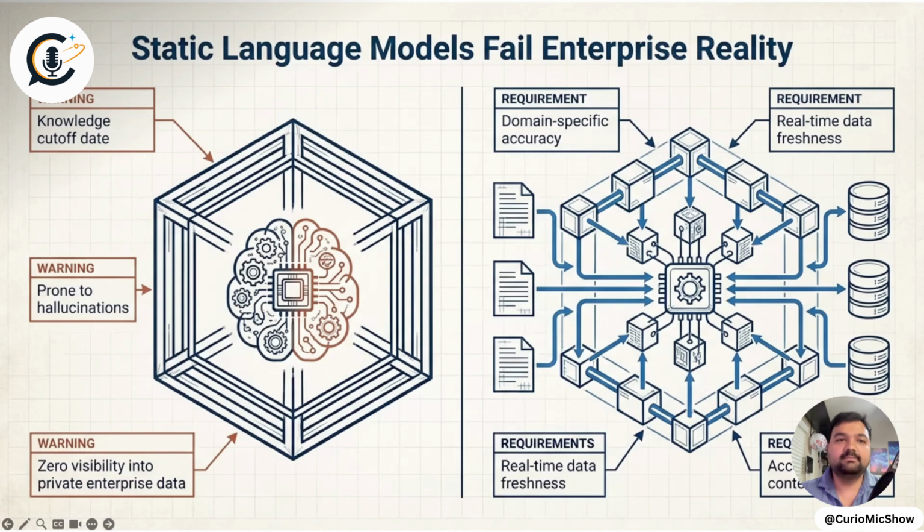This creates three big problems. First, the knowledge cutoff: the model may not know what happened after training. Second is hallucination. If the model does not know, it may still generate something that sounds correct. The third is zero visibility into private enterprise data, and your company's internal knowledge is not magically inside the model. RAG solves this by connecting the model to external, fresh, domain-specific context. The model becomes the reasoning engine, and the retrieval system becomes the knowledge engine.